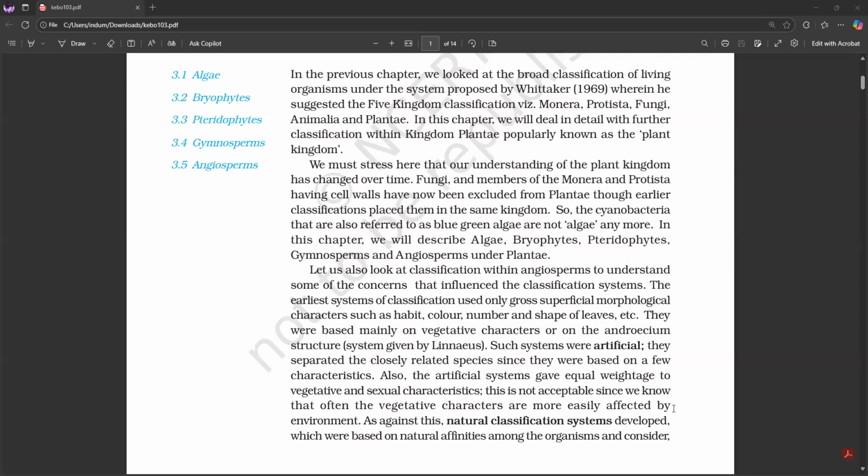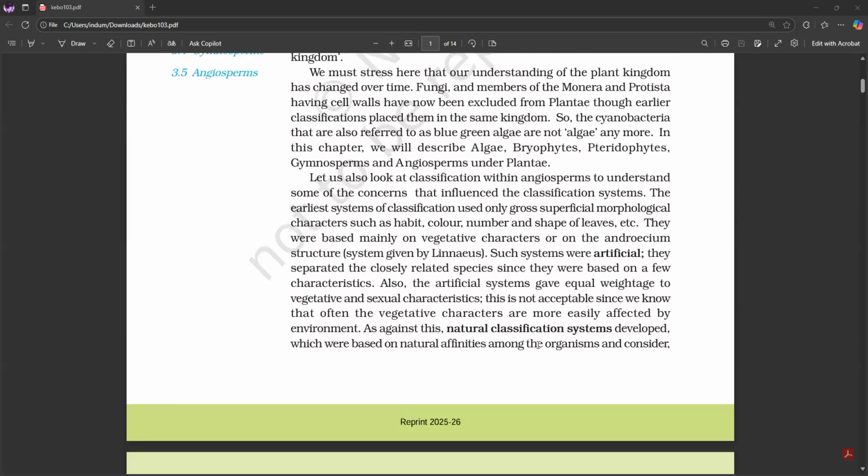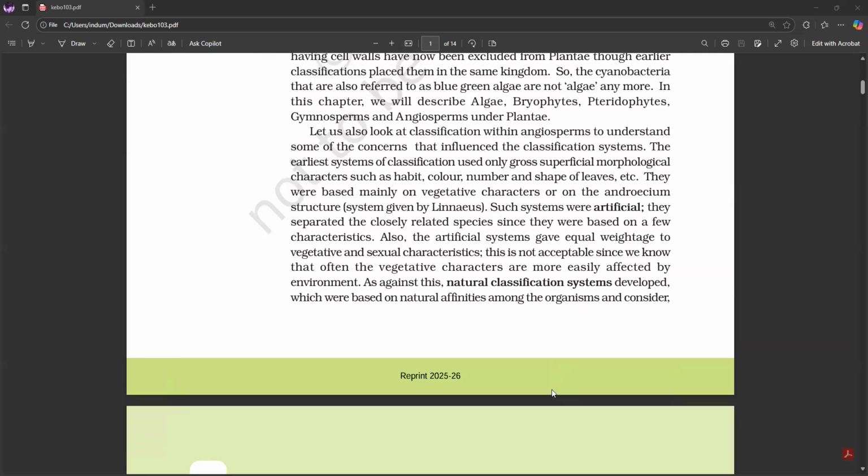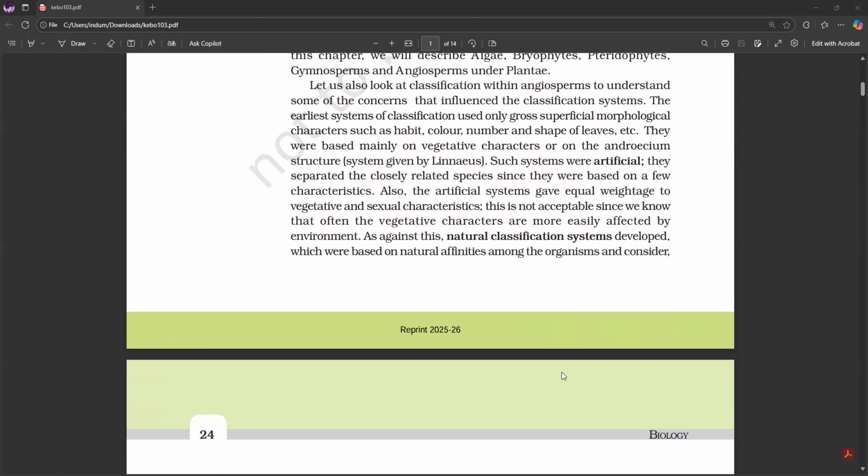Let us also look at classification within angiosperms to understand some of the concerns that influence the classification systems. The earliest systems of classification used only gross, superficial morphological characters such as habit, color, number, and shape of leaves, etc. They were based mainly on vegetative characters or on the androecium structure, system given by Linnaeus. Such systems were artificial. They separated the closely related species since they were based on a few characteristics.